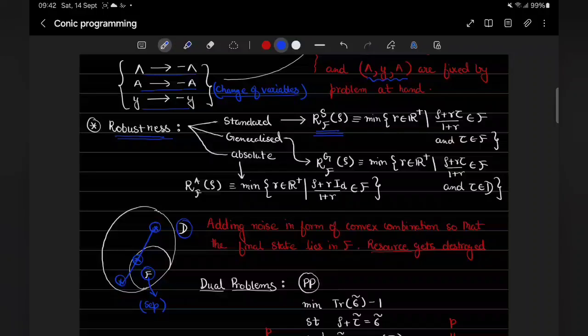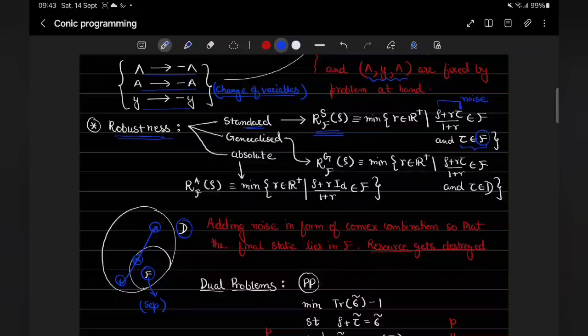So there are three kinds of robustness. Standard robustness is how much noise you want to add from the set of free states, the set F, which is for example the set of separable states. So you take your original state, you add to it the noise, and this noise belongs to the separable states. It will not be an entangled state.